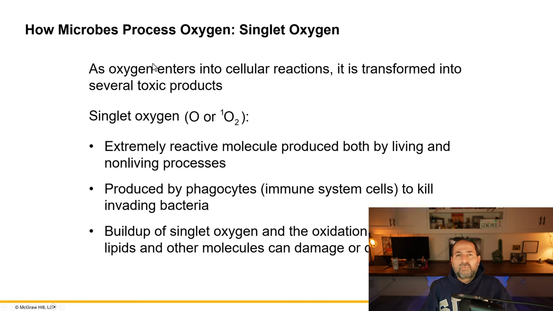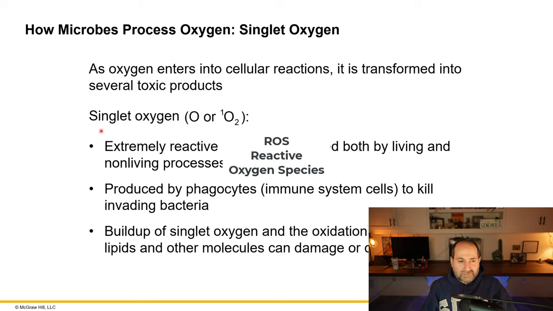Well, as it turns out, oxygen can be quite toxic to the cell. It can destroy cells, but not in its normal form of oxygen gas, O2. Take a look here. As oxygen enters into cellular reactions, such as metabolic reactions in a cell, it is transformed into several toxic oxygen products. These are known as ROS, or reactive oxygen species.